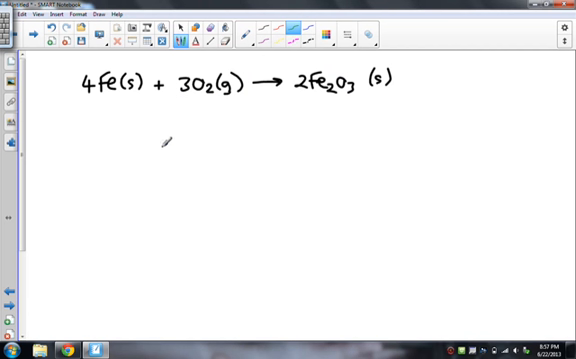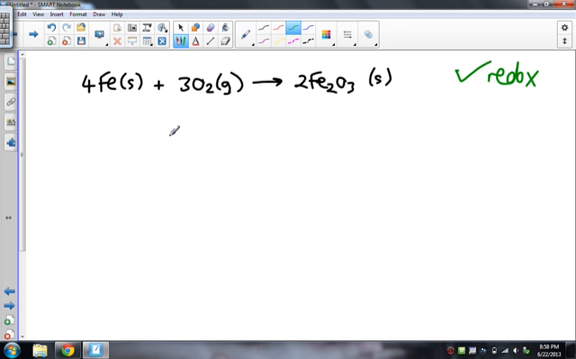So the simple way to tell if something's a redox reaction, there's actually a couple of different ways. If you have any elements that are by themselves anywhere in the reaction, it's a pretty good sign that's going to be a redox reaction. And when I say by themselves, I mean not with any other elements. Like iron is here on its own, oxygen is here on its own, and over on the other side, they're not on their own. So if things are on their own on one side and not on the other, that is a very good sign it's going to be a redox reaction.